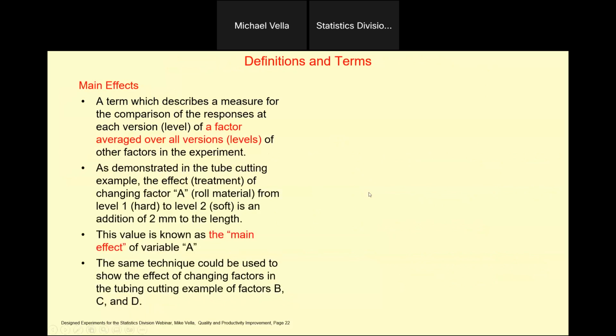Main effects is a term that describes a measure for the comparison of the responses of each version, that is level of a factor, averaged over all levels of other factors in the experiment. As demonstrated in the tube cutting example, the effect, that is the treatment, of changing a roll material from hard to soft is 2 millimeters in length. This value is known as the main effect of variable A. The same technique could be used to show the effect of changing the tube cutting example in factors B, C, and D.